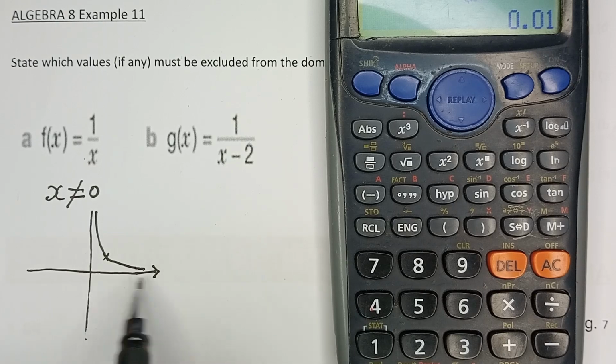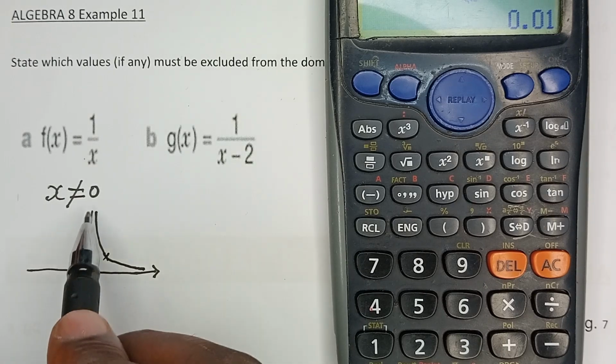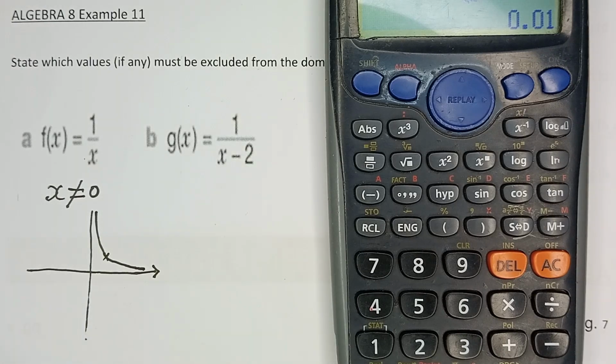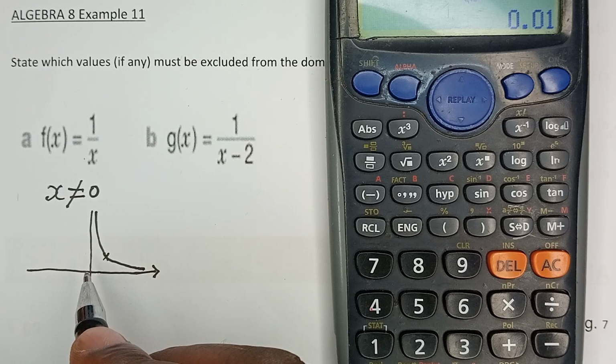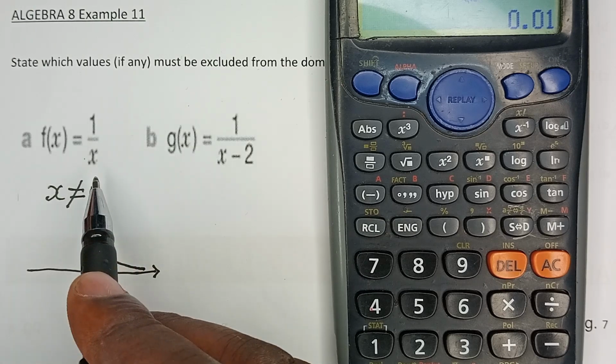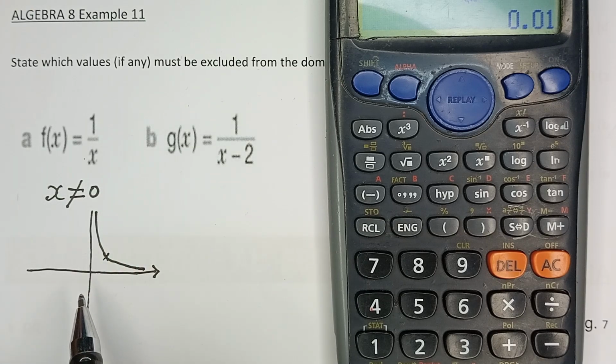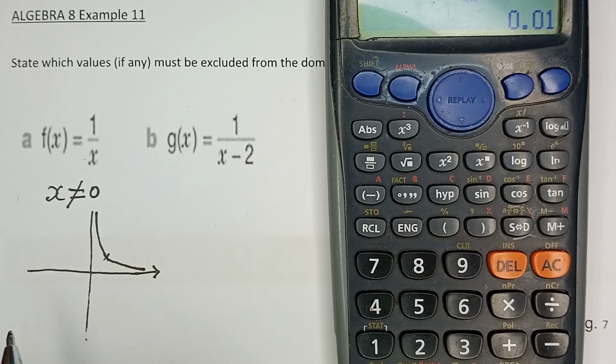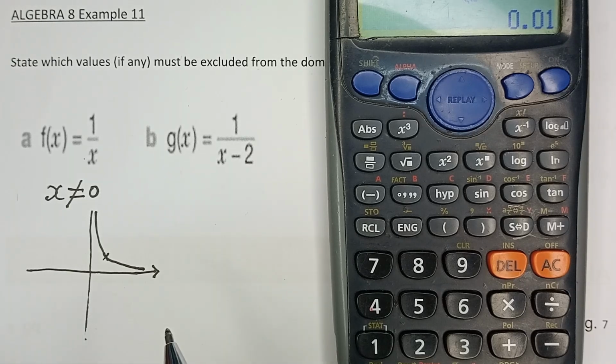This graph will never touch the x-axis, and this graph will never touch the y-axis. It is asymptotic at that particular point because along the y-axis, x is 0 and 1 divided by 0 is not defined. Along the x-axis, 1 divided by a very big value of x will never be 0, but very close to 0. At the same time, when x is negative, it behaves the same way.